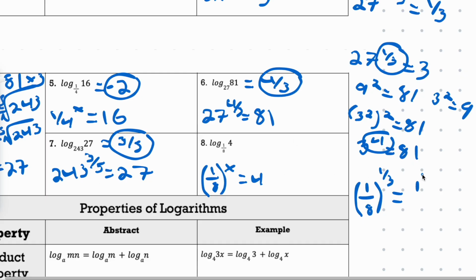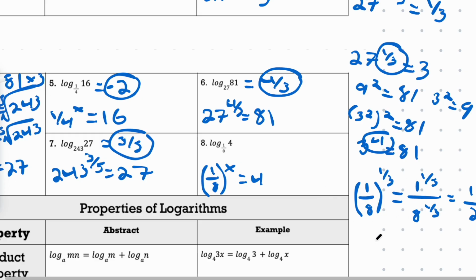Okay, 1 to the 1/3 over 8 to the 1/3. 8 to the 1/3 is just the same as the cube root of 8, which we know to be 2, and 1 to any power is going to be 1. So that's how we get to 1/2.